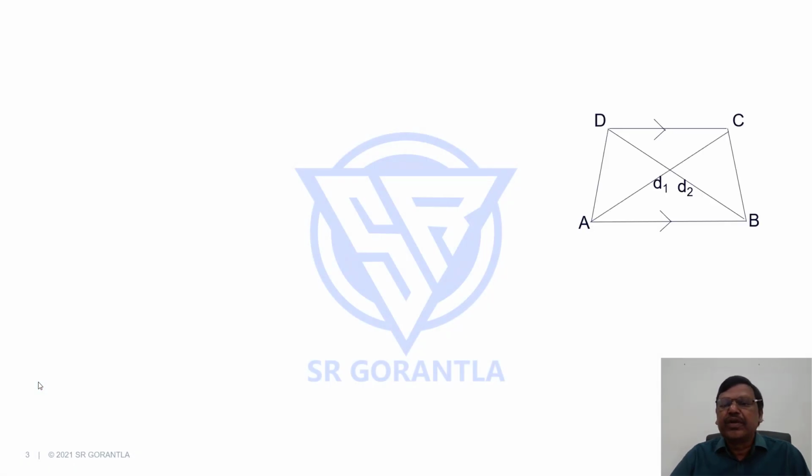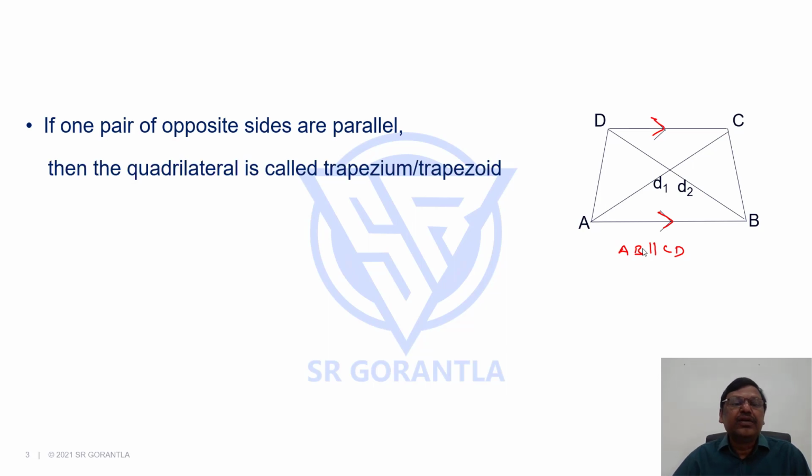What's a trapezium? If you look at this quadrilateral ABCD, AB is parallel to CD. If one pair of sides is parallel, such a quadrilateral is called a trapezium. You can see one pair of opposite sides are parallel, then the quadrilateral is called trapezium or trapezoid.